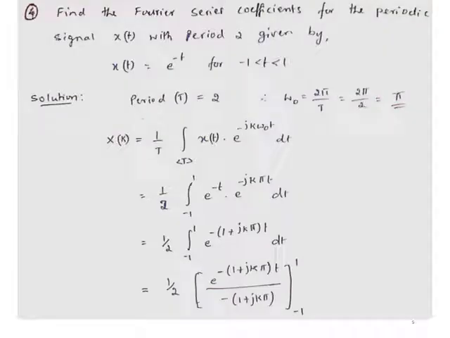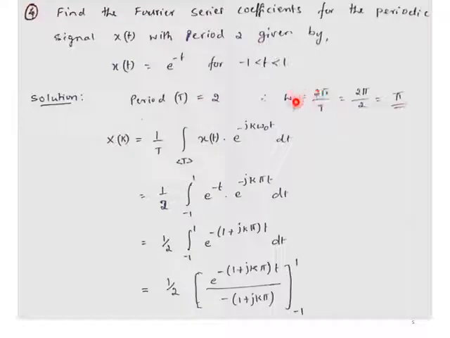So, moving on to the next problem. Problem statement: find the Fourier series coefficient for the periodic signal x of t with period 2, given by x of t equal to e to the power minus t for t values from minus 1 to 1. So x of t is e to the power minus t, with t existing from minus 1 to 1, and the fundamental period is given as T equal to 2. These are the given information from the problem statement.